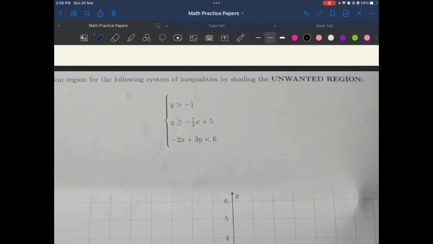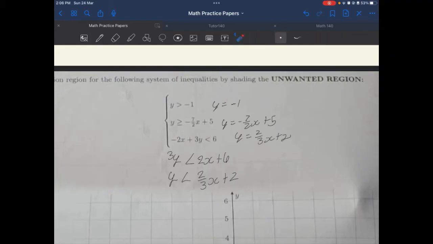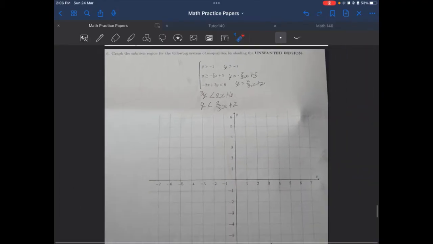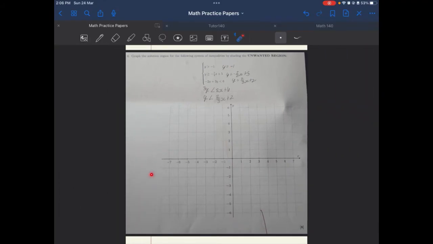Okay, so first we're going to graph these. We're just going to say y is equal to negative 1, and y is equal to negative 7 over 2 x plus 5. And we're going to solve for y here. So 3y is less than, this would be positive 2x plus 6, and then we divide by 3. So y is 2 over 3 x, and 6 divided by 3 is 2. So this one would be y is equal to 2 over 3 x plus 2. Now we're going to graph each one of these individually, right? So y is equal to negative 1 is just a horizontal line going through negative 1. So graph that.